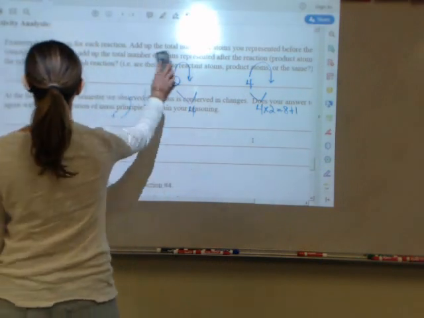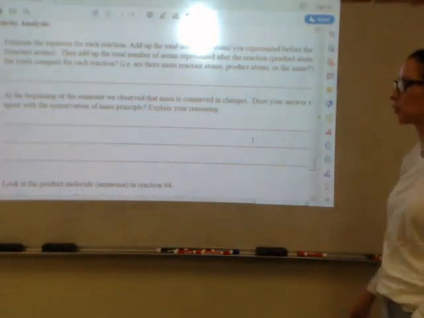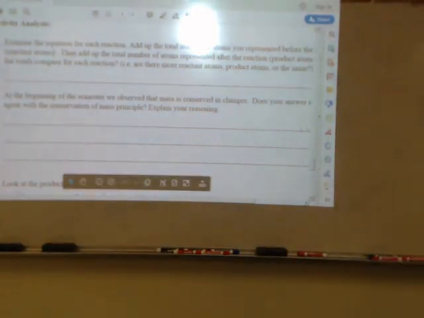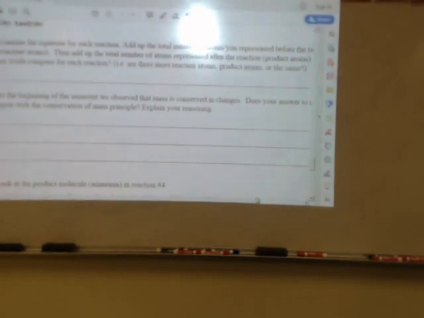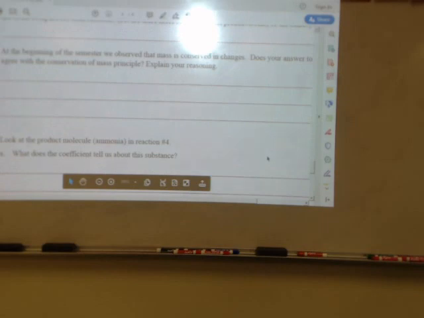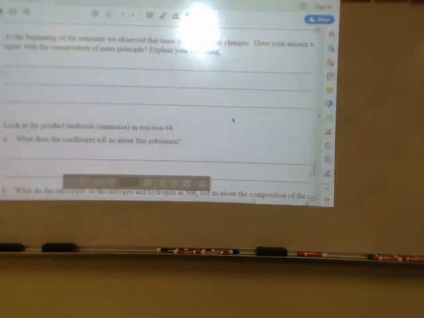Now, in the activity analysis, it says examine the equation for each reaction, add up the total number of atoms represented before the reaction, then add up the total number of atoms represented after the reaction. How do those totals compare? Well, I was adding them up as I went, so you can go back and do that on your own. At the beginning of the semester, we observed that mass is conserved in changes. Does your answer to question 1 agree with the conservation of mass principle? You can answer this on your own.